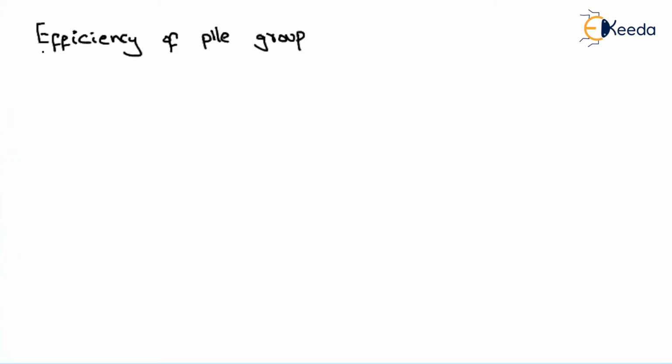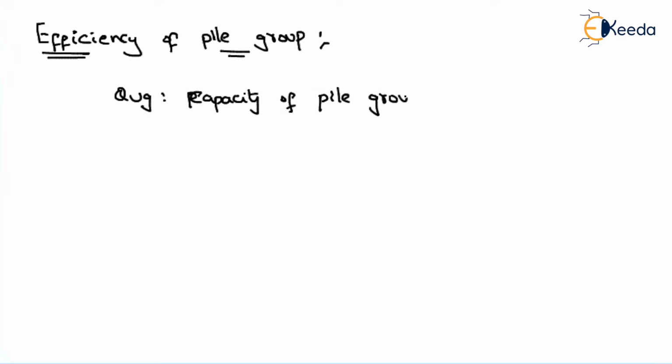So in general, as in the group action, let us say QUG is nothing but the capacity of pile group. And let us assume in the group of piles we are using n number of piles, and let us say QUP is nothing but the load capacity of a single pile.